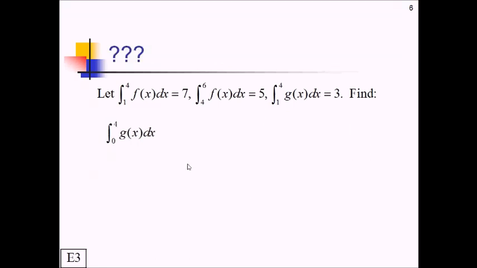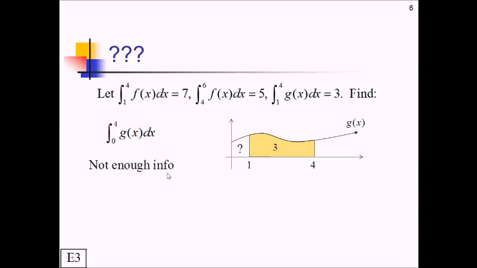For our third example, we want the integral from 0 to 4 of g of x dx. So here's the graph we had for the g function. This tells us the area from 1 to 4 is 3. But how about the area from 0 to 4? We actually don't know how much area is in there. So we don't have enough information to come up with an exact integral.